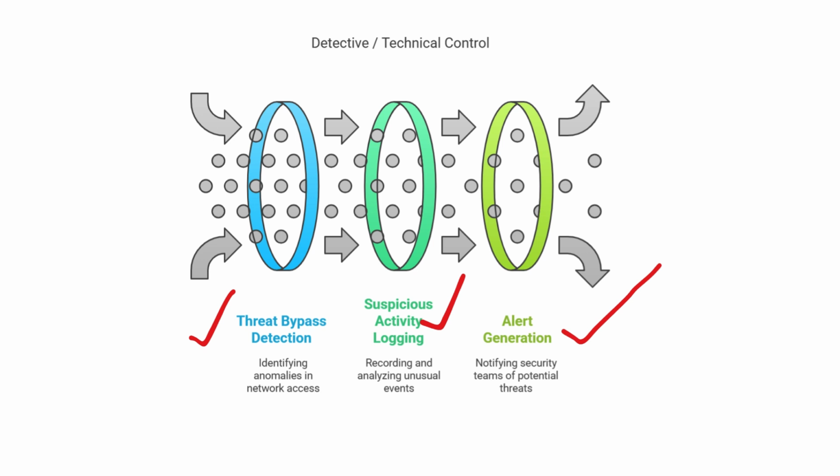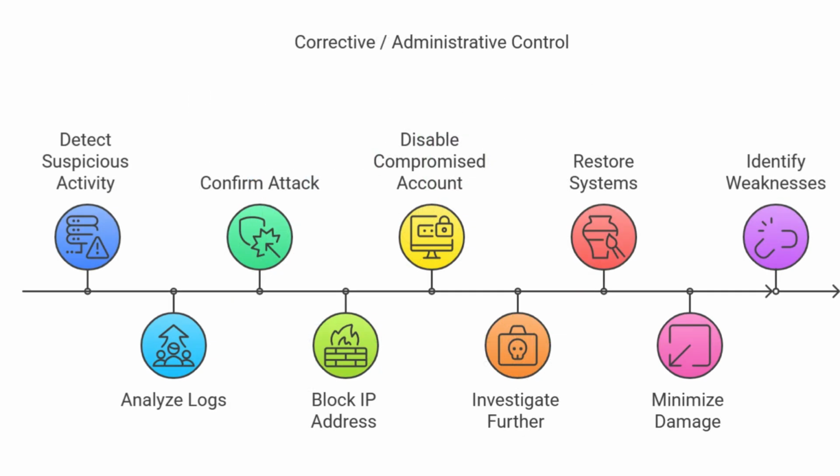Now that an alert has been triggered, it is time for the security team to take action. Step 3. Corrective and administrative control, which is responding to the attack. Now that the IDS has detected suspicious activity, it is time for the security team to take action and contain the attack. For example, the incident response team analyzes the logs and confirms the attack. They block the attacker's IP address, disable the compromised account, and investigate further. And if needed, they restore affected systems from backups to remove any traces of the attack.